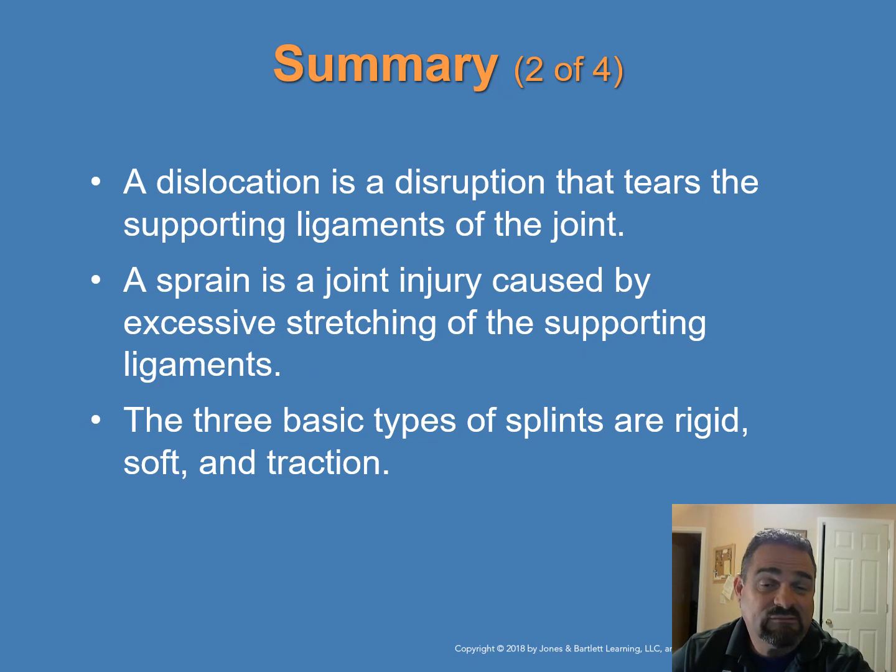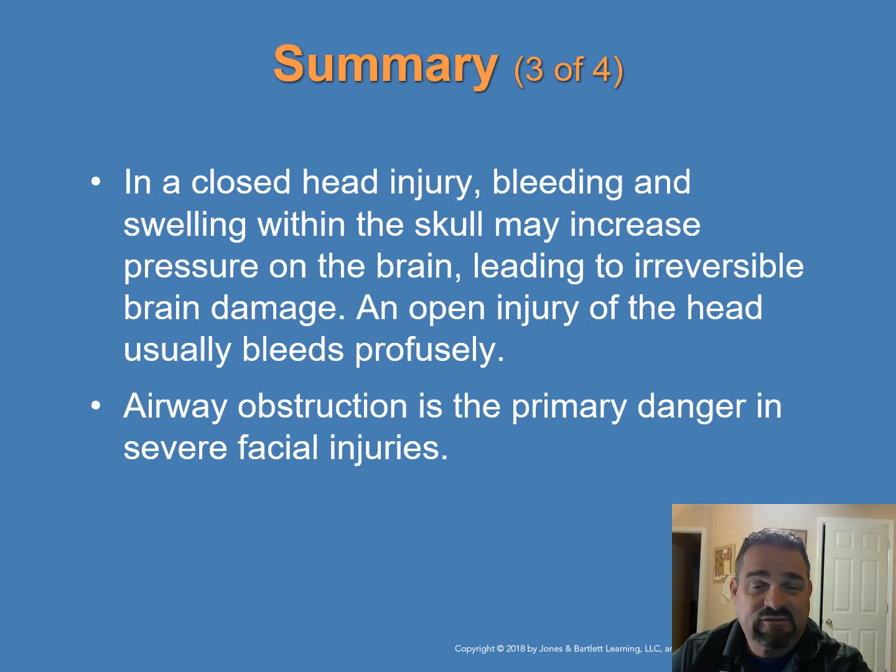A dislocation is a disruption that tears the supporting ligaments of a joint. A sprain is a joint injury caused by excessive stretching of the supporting ligaments. And there are three basic types of splints: rigid, soft, and traction splints. We also talked about closed head injuries, which involve bleeding and swelling inside the skull, and how it increases pressure on the brain, and it could lead to irreversible brain damage.